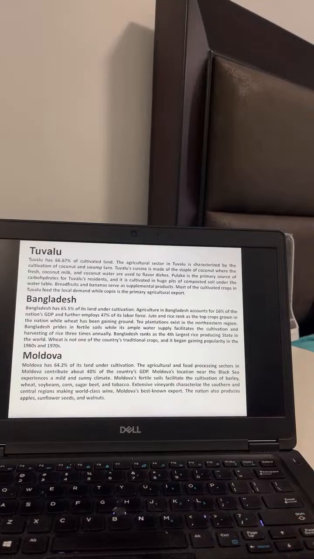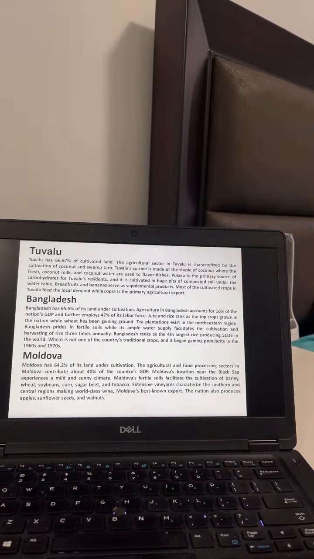Tuvalu. Tuvalu has 66.67% cultivated land. The agricultural sector in Tuvalu is characterized by the cultivation of coconut and swamp taro. Tuvalu's cuisine is made of the staple of coconut, where fresh coconut milk and coconut water are used to flavor dishes.